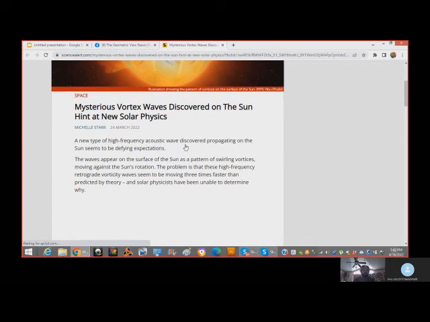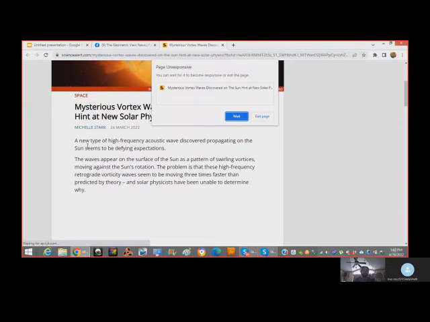A new type of high-frequency acoustic wave discovered propagating on the sun. The waves appear on the surface of the sun.